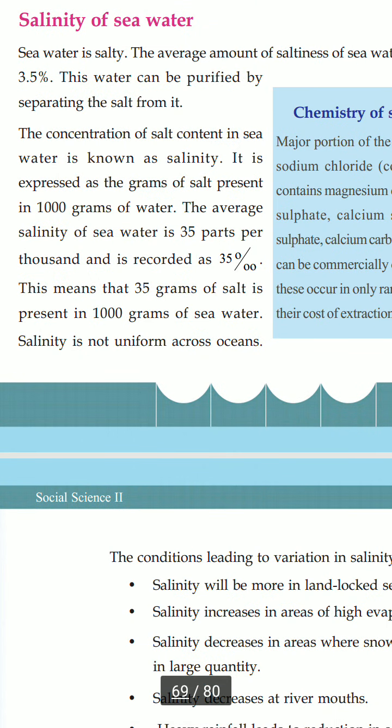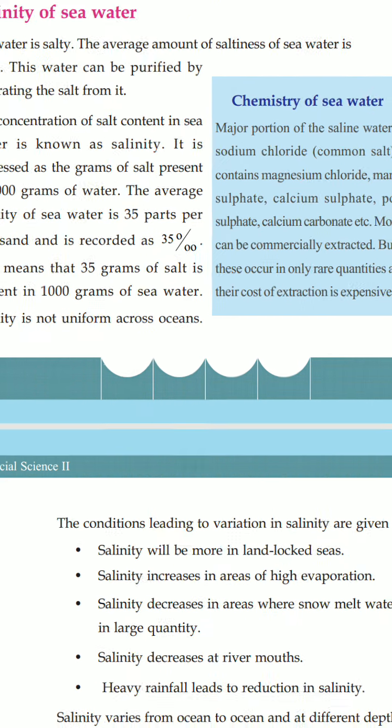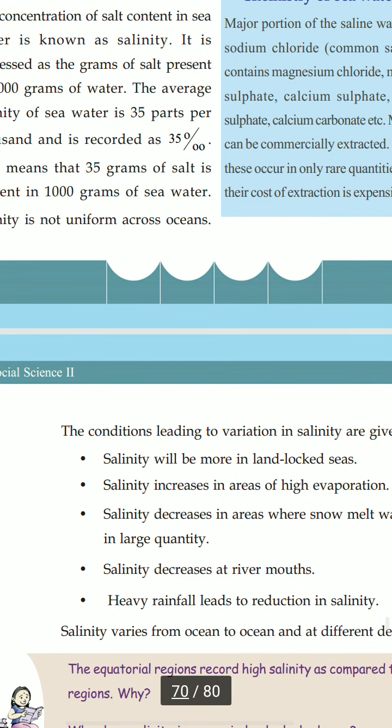Salinity is not uniform across oceans, isn't it? It may differ. In one area it will be very salty, in another area it will be less salty. What might be the reasons for the variation in salinity? One is salinity will be more in landlocked seas. Landlocked seas, that means where the sea is covered by land on all sides, the salinity will be very high. Why? Because the water content will be very low there.